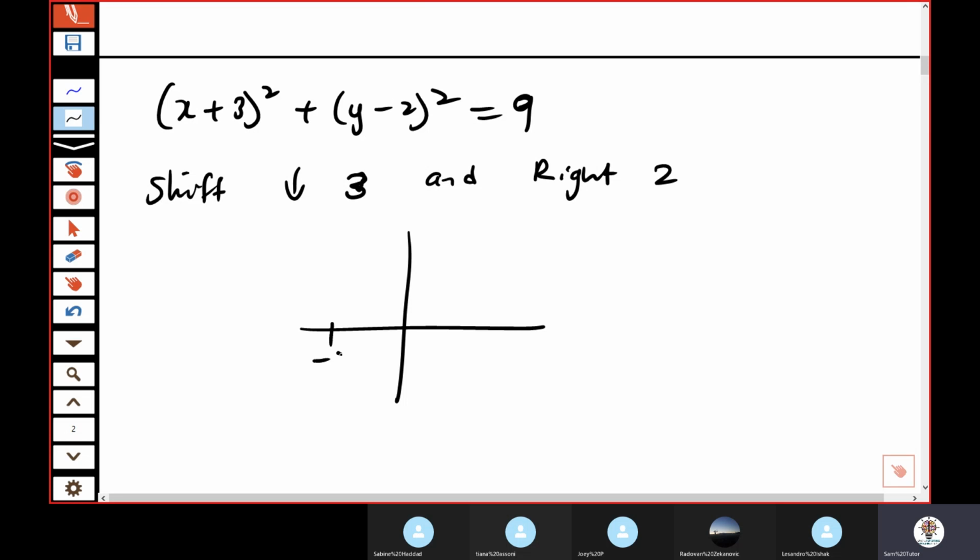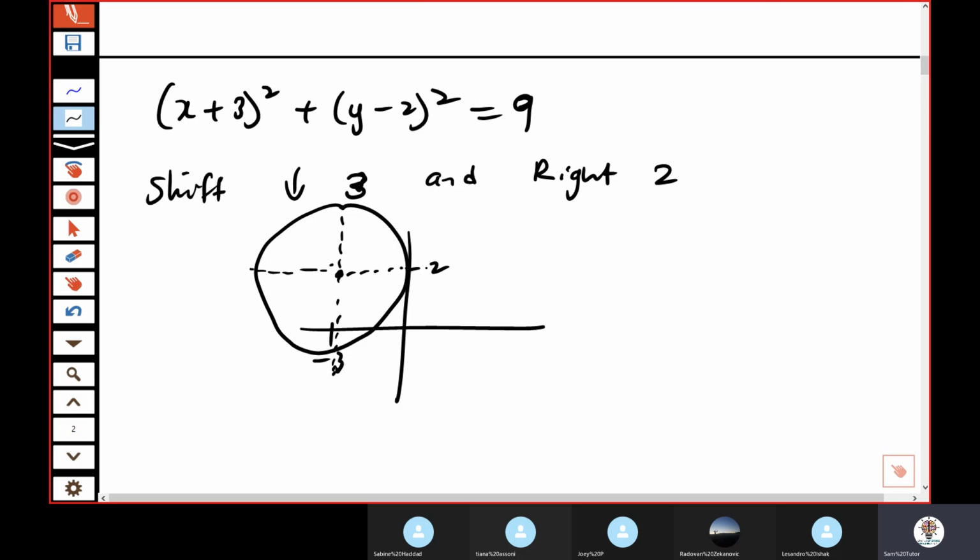X is negative 3. Y is positive 2. My radius is 3. Thank you. I was hoping to trick someone. Yep. Always do. Boom. There's my circle. What are you going to do to this circle now?